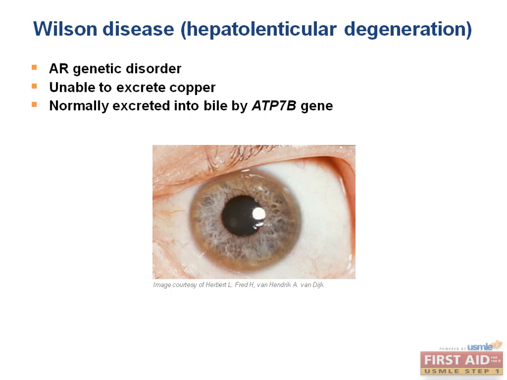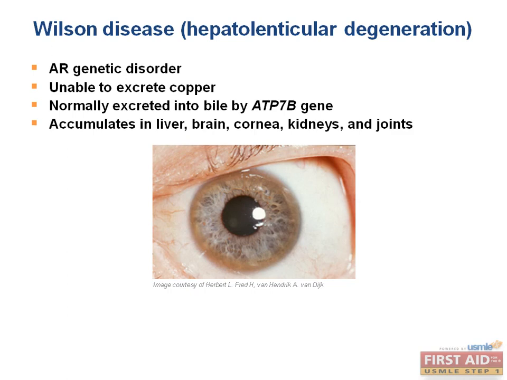Where does copper accumulate if not excreted properly? Well, it accumulates in the liver, brain, cornea, kidneys, and joints. There are a variety of clinical manifestations due to the buildup of copper, and they're organized here by the simple mnemonic, copper is hella bad.